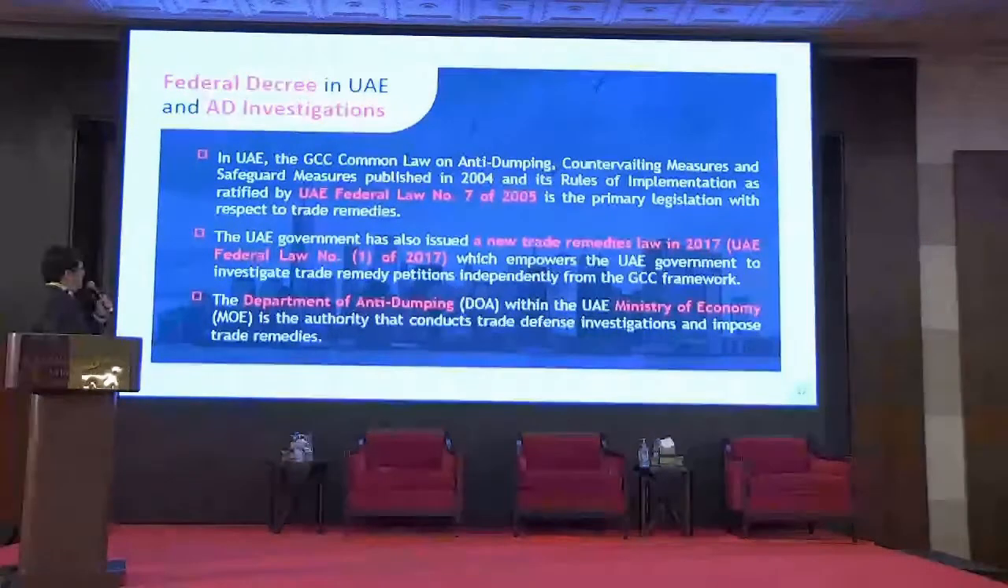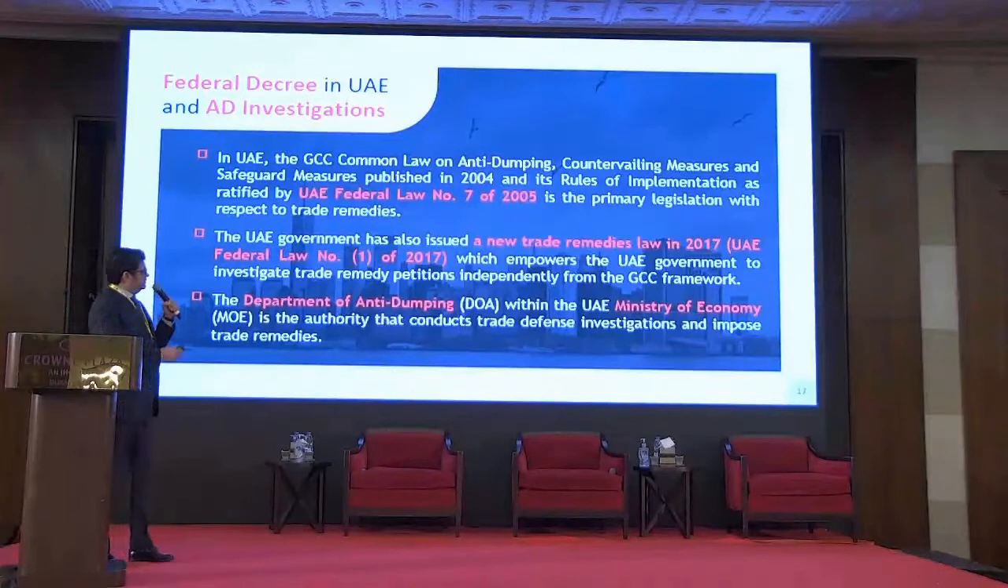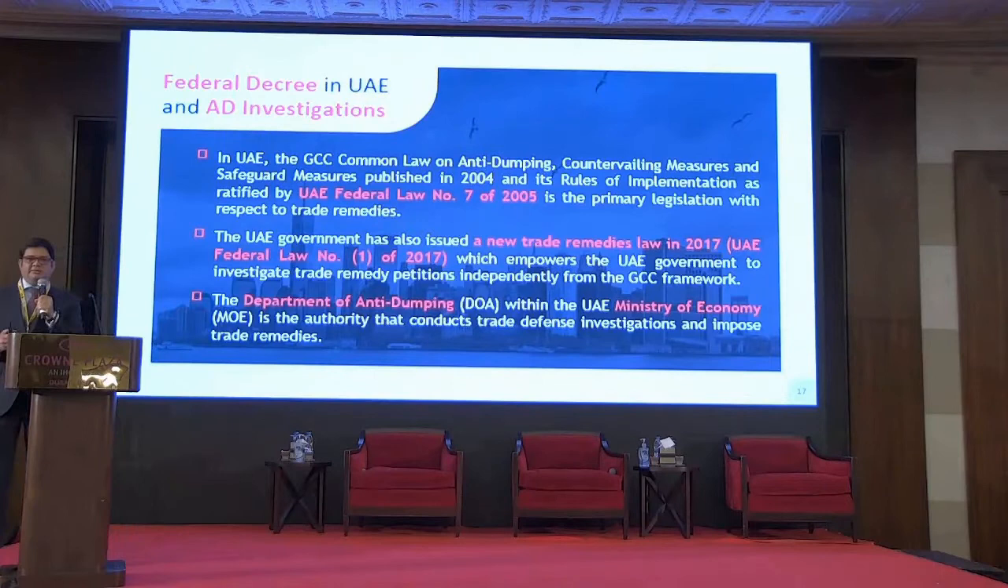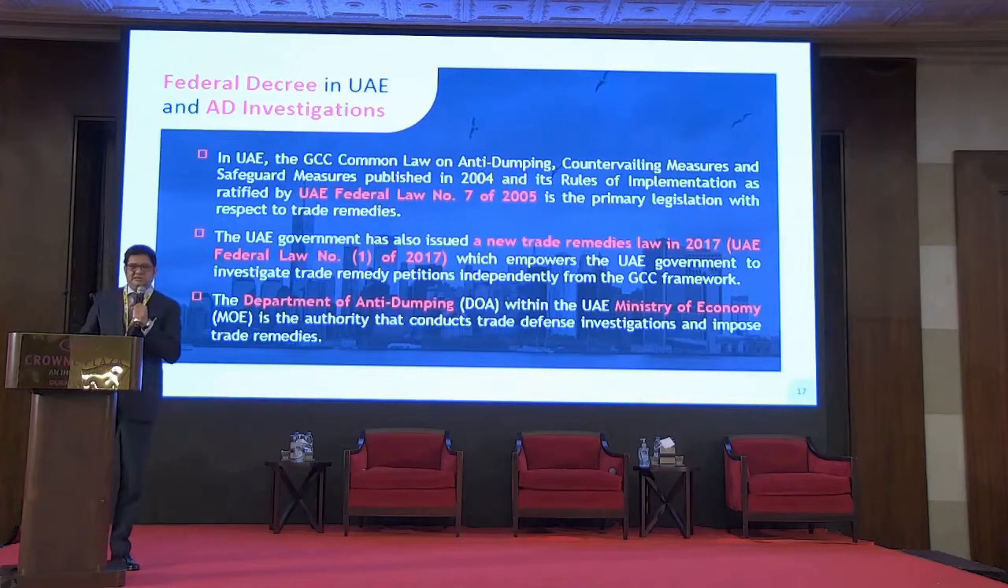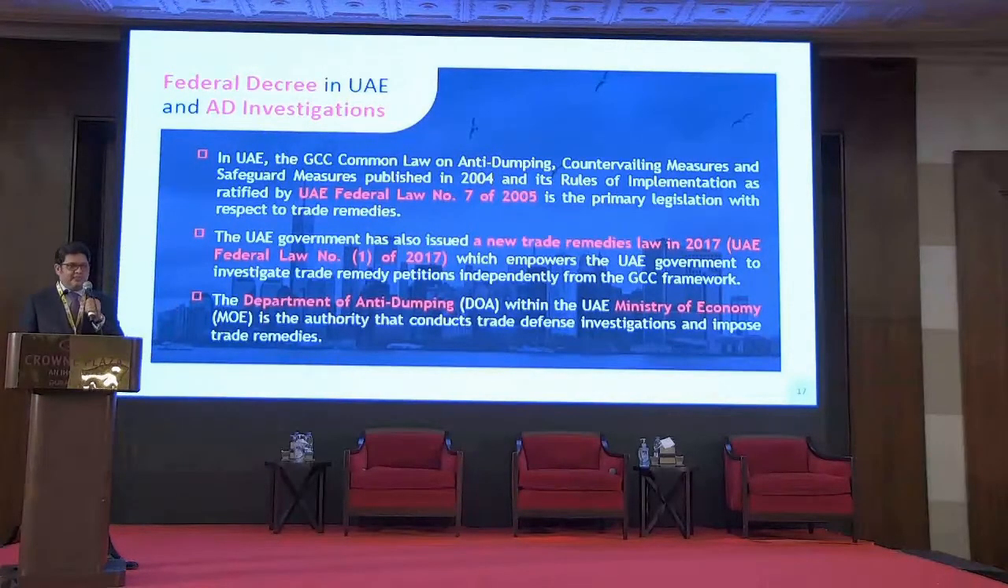But in 2017, the UAE introduced a new trade remedy law. With this new law in place, the UAE government can now initiate anti-dumping investigations specifically for the domestic industry based in the UAE, because previously they had to initiate investigations for the GCC as a whole. The GCC authority is based in Riyadh, and all investigations were conducted in Riyadh at the GCC level. Now with this new law, investigations can be done solely for UAE producers as well.